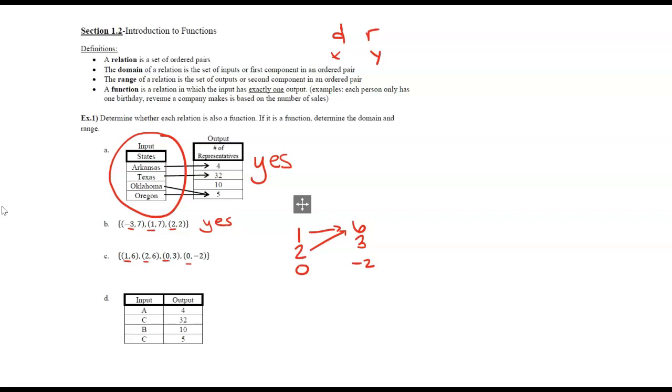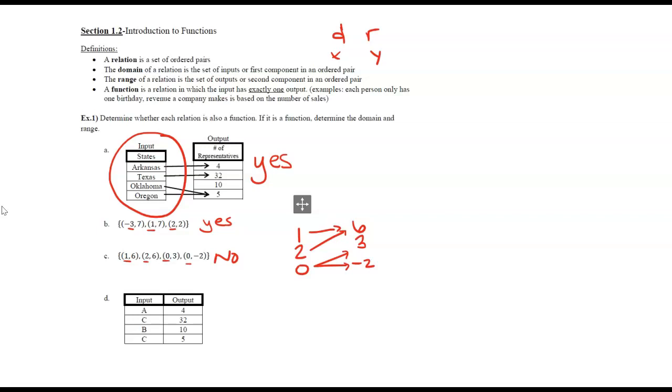But here, 0 goes to 3 and 0 goes to -2. So we have 2 arrows coming from the same input. That tells us this input has 2 outputs, so that's a problem. So no, C is not a function.